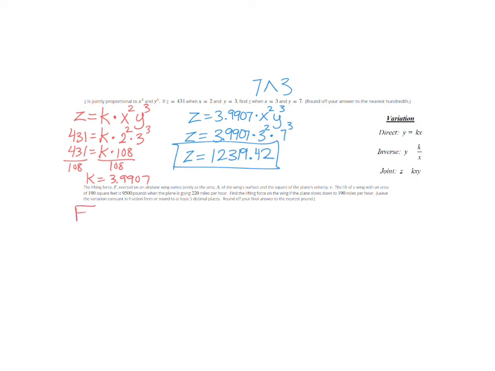The force varies jointly, so I have to multiply the K jointly as the area and the square of the velocity. That's what that would look like. All right, let's plug in some numbers and see if we can find K. The lift of a wing with an area of 190, okay, so 190 is going in for area, is 9,500 pounds. That's the lift force when the plane is going 220 miles an hour.